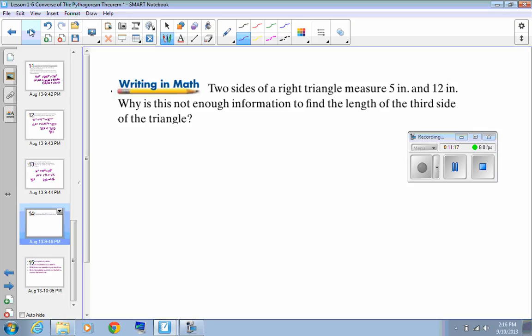In your notebooks, I want you to answer this question, and we're going to talk about it tomorrow. Two sides of a right triangle measure 5 inches and 12 inches. Why is this not enough information to find the length of the third side? So go ahead and write this down in your notes and make sure you bring this answer tomorrow for us to talk about.